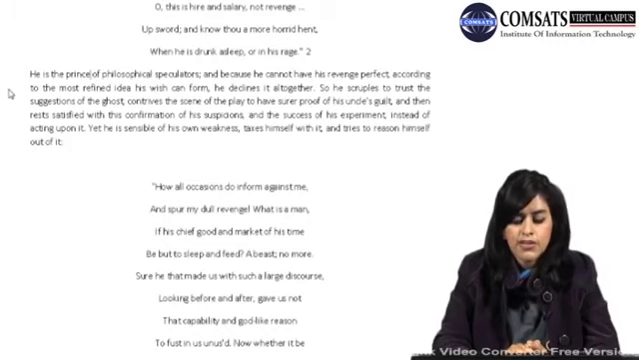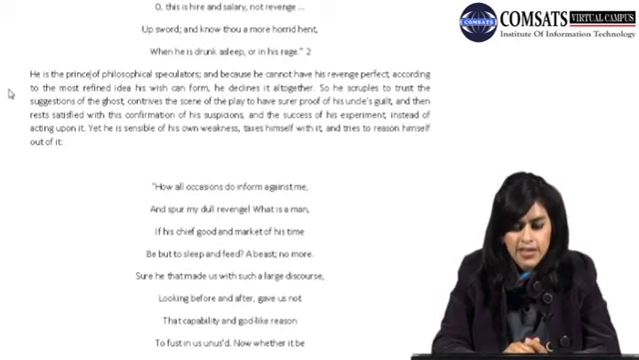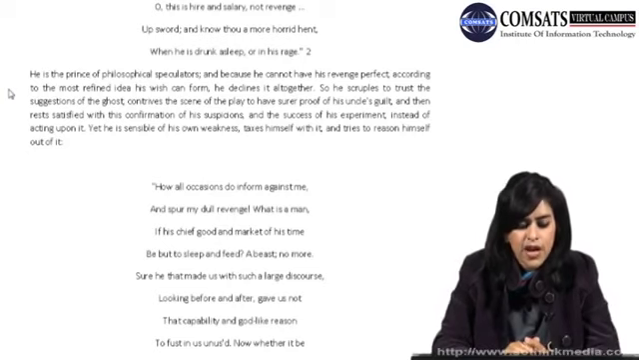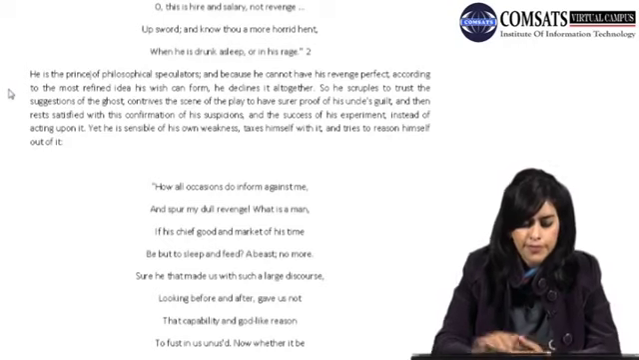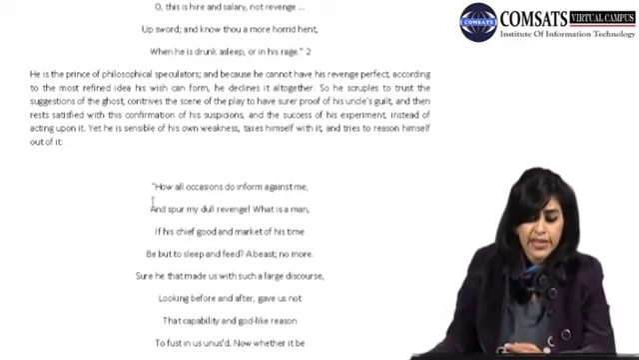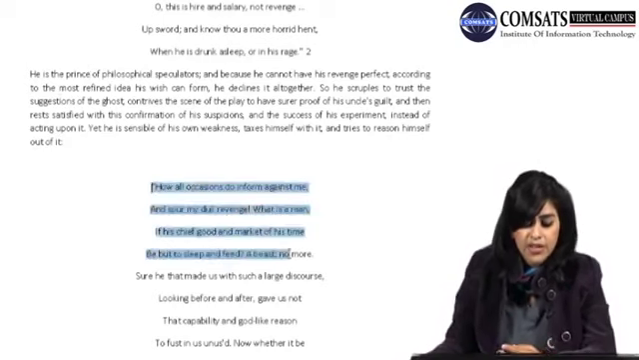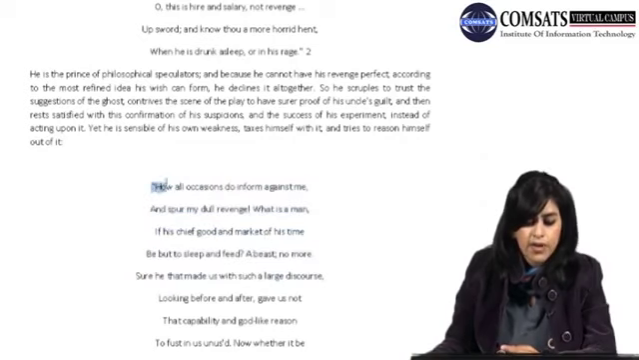So he scruples to trust the suggestion of the ghost, contrives the scene of the play to have surer proof of his uncle's guilt, and then rests satisfied with the confirmation of his suspicions and the success of the experiment, instead of acting upon it. Yet he is sensible of his own weakness, taxes himself with it, and tries to reason himself out of it. Now let's read from the text how Shakespeare has presented it. We will begin from here.